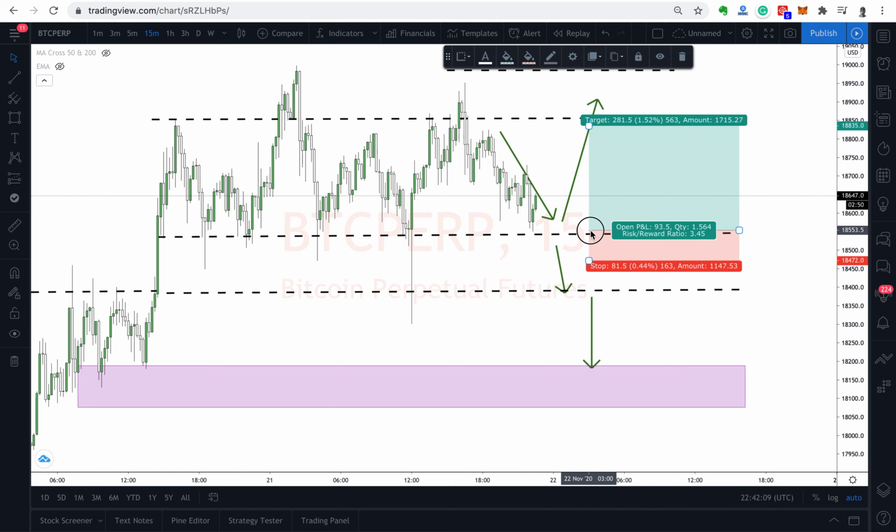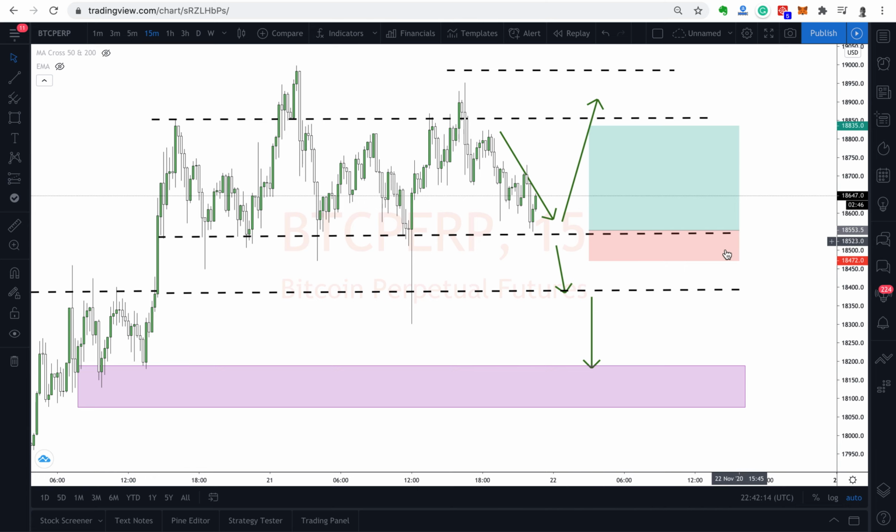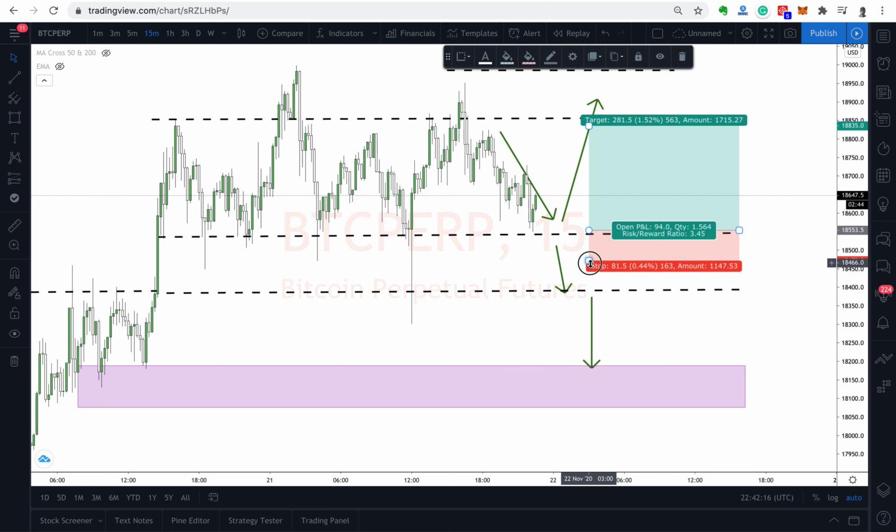What I'm trying to do here is increase my reward and reduce my risk. You remember, that is the goal. It's a very, very tight stop loss. I can try to bring it here, which means I'll be risking $149 to make $281. It's still too small, but I just want to reduce my risk here. Let me risk about something else.